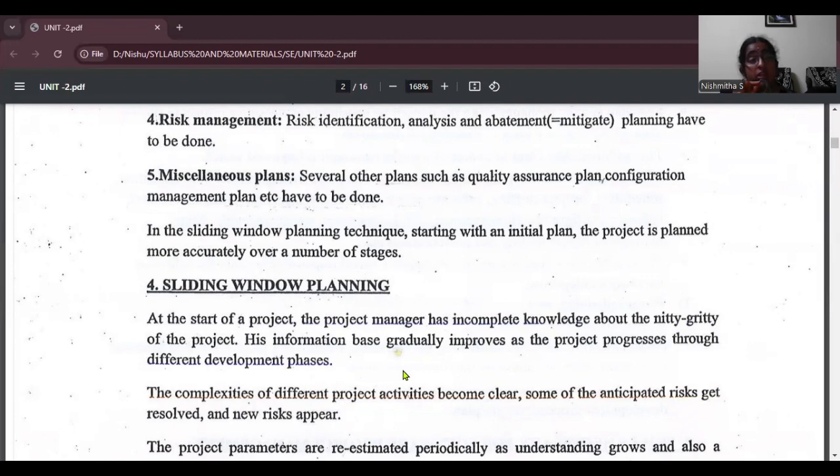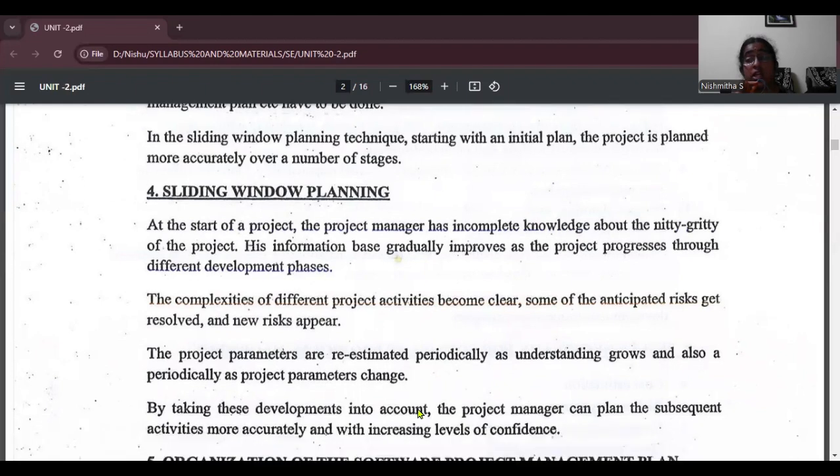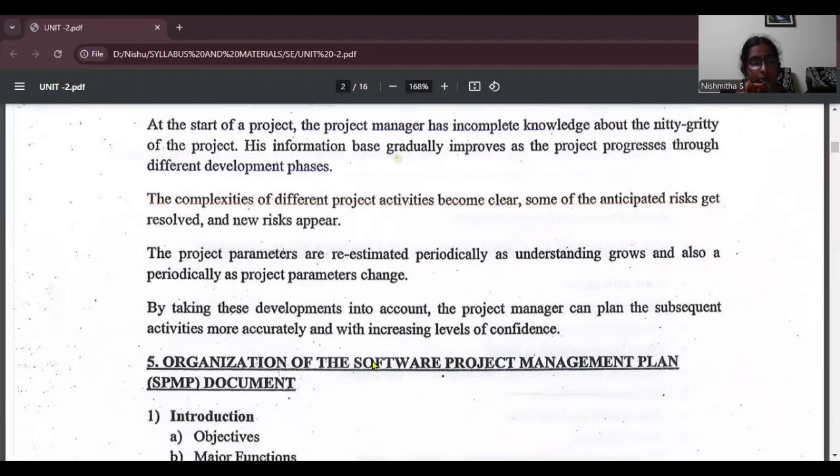The complexities of different project activities become clear, and some of the anticipated risks get resolved and new risks will appear. The project parameters are re-estimated periodically as the understanding grows. As the parameters keep on changing, we need to modify some policies, and based upon the requirements, periodic changes occur in these estimating parameters.